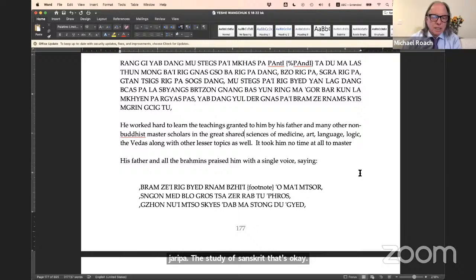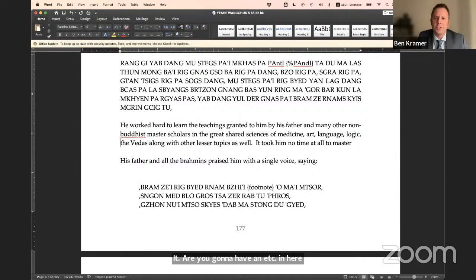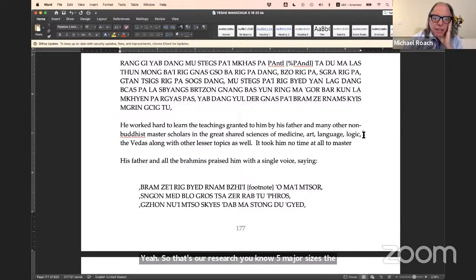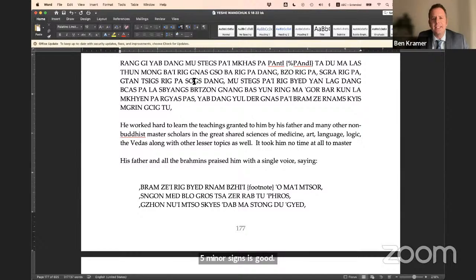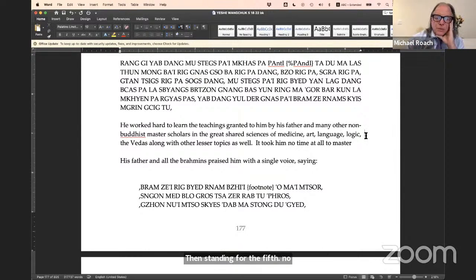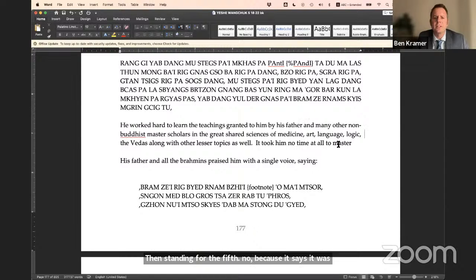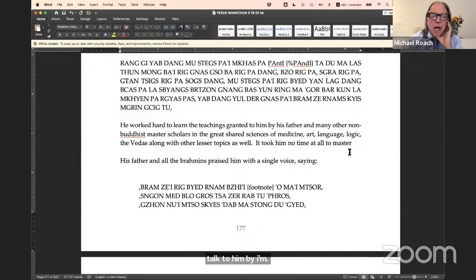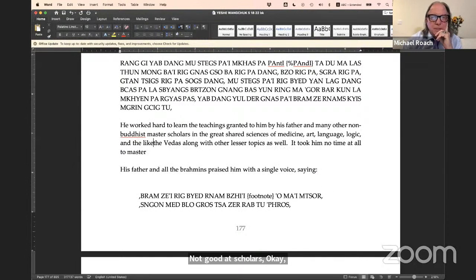Tenzing logic, etc. And you've got to have an etc. in here. So the etc. goes there. What's etc. then? What's not included there? That's a research question: the 5 major sciences, the 5 minor sciences. Isn't the etc. then standing for the fifth? No, because it says it was taught to him by non-Buddhist scholars, it doesn't say 5. Hindu. Right. So he just wants to show stuff that wasn't technically mentioned in the shared arts.